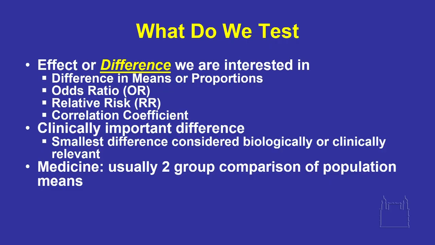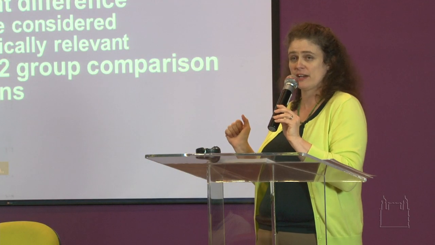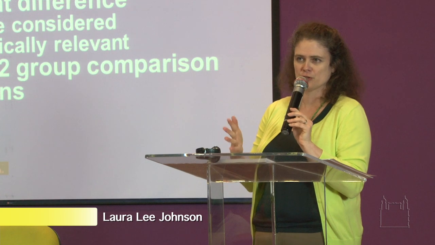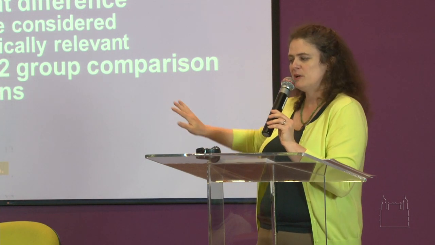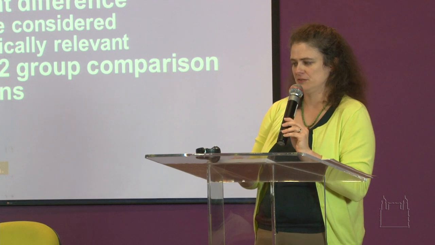Clinically important differences. What you want to test is the smallest difference that is considered biologically or clinically relevant. And this is something that we are going to talk more about, and it's going to come up tomorrow morning when Paul gives his lecture on sample size. Now, in medicine, many times when you get to these large efficacy or effectiveness studies, we're usually doing two group comparisons, many times of population means. We're going to have a separate lecture on survival analysis and time to event analysis on Thursday. That's a little bit different. But many times we're doing these two group comparisons.